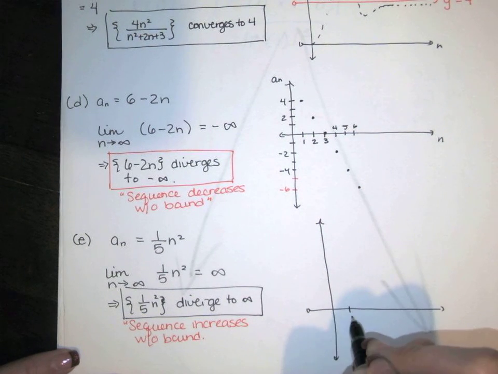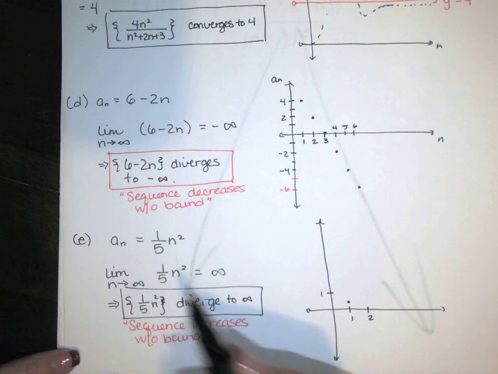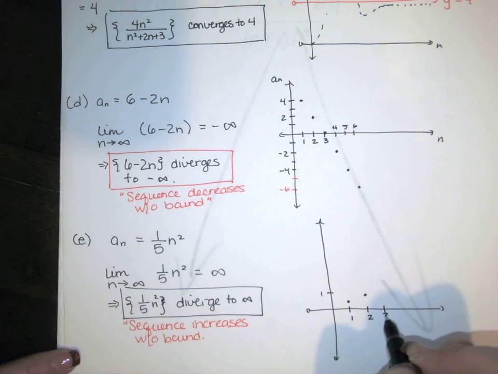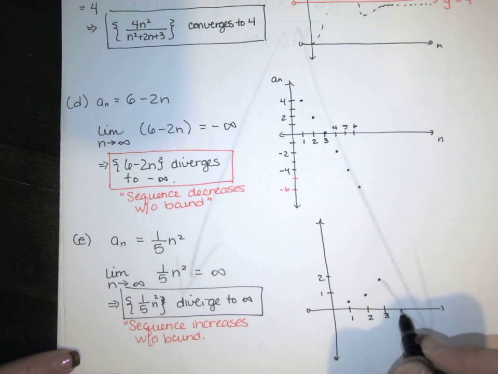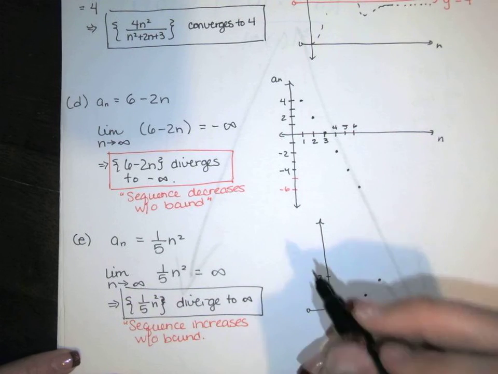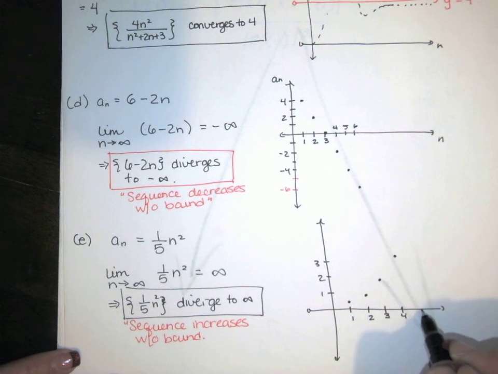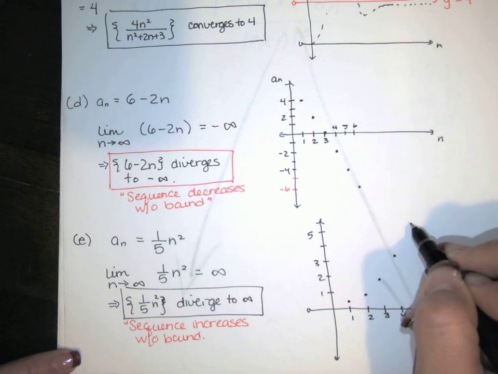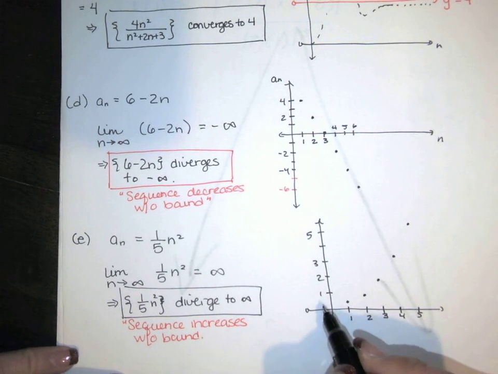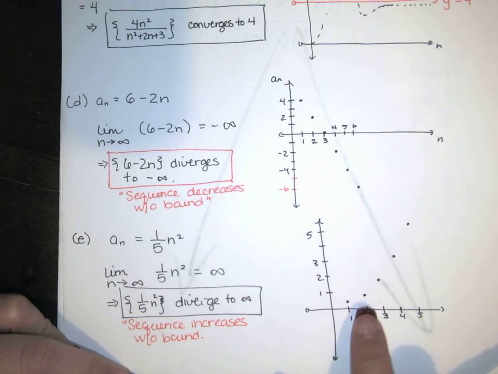So when n equals 1, we get 1/5. When n equals 2, 4/5. N equals 3, 9/5, which is nearly 2. N equals 4, 16/5, just a little bit more than 3. N equals 5, 5 squared over 5, which is 5. And so we're seeing that parabola, that y equals 1/5 x squared parabola. We don't get the whole parabola, we only get a few points on the parabola, actually infinitely many points.